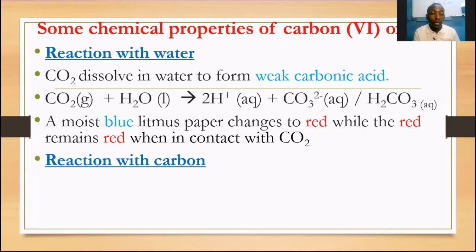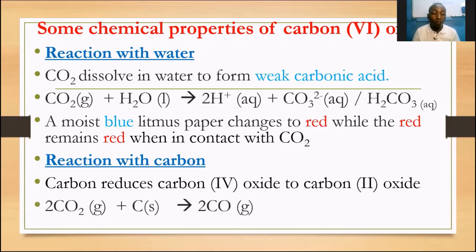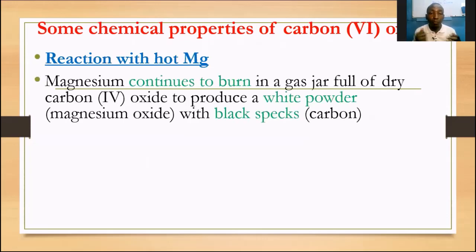Then reaction with carbon. Carbon four oxide can be reduced to carbon two oxide when passed over hot carbon, hot charcoal. That is a reaction that can easily happen. Good, some chemical properties. Yep, when it reacts with magnesium.